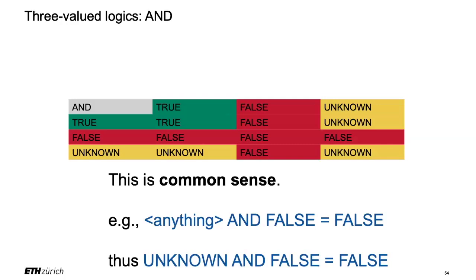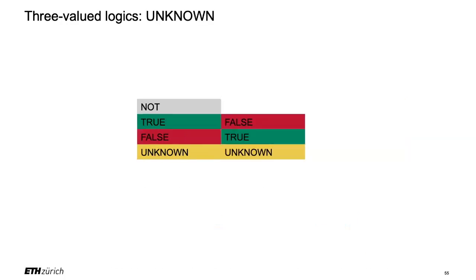And the same here. If you have anything and false, that's always going to be false. So unknown and false is false. Imagine that this unknown is really just some coffee that was spilled over and you forgot what was in there and you still have to figure it out. Okay. All right. And the same for not. Not true is false, not false is true, and not unknown is unknown.